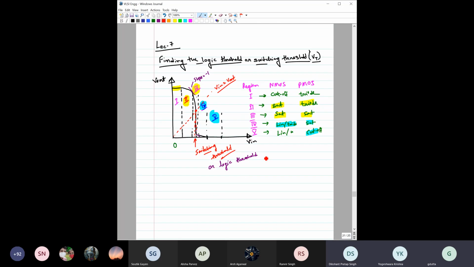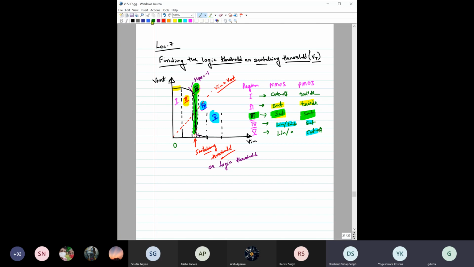Now let us discuss a few more things on the logic threshold or switching threshold, that is VT. VT basically falls under this region, where the gain is very high. And in region 3, both the transistors are in saturation. So if I ask you, can you find what would be the expression of this VT? Then I think you can quickly do it.